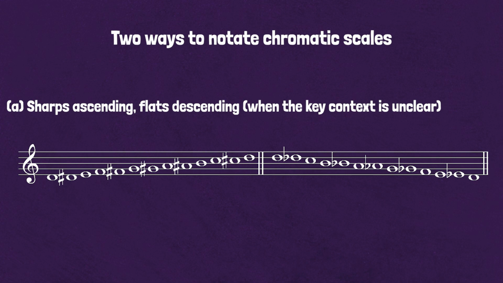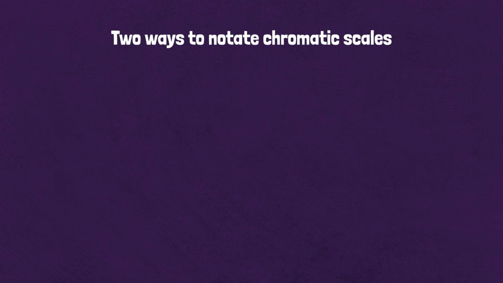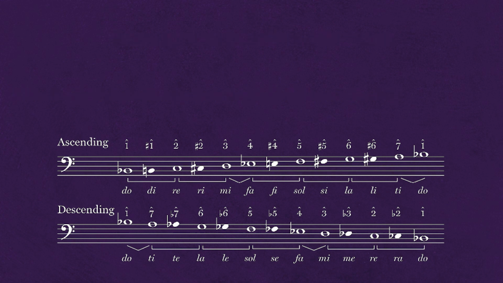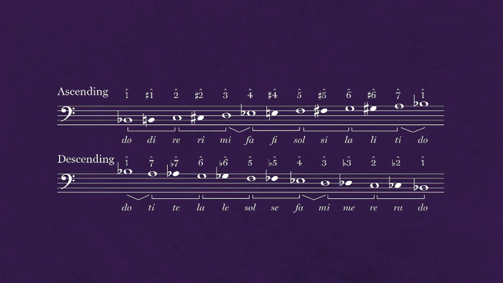A. Sharps ascending, flats descending, when the key context is unclear. B. In the context of a B major scale, represented in whole notes. Part B shows the chromatic scale spelled in the context of a B flat major scale.